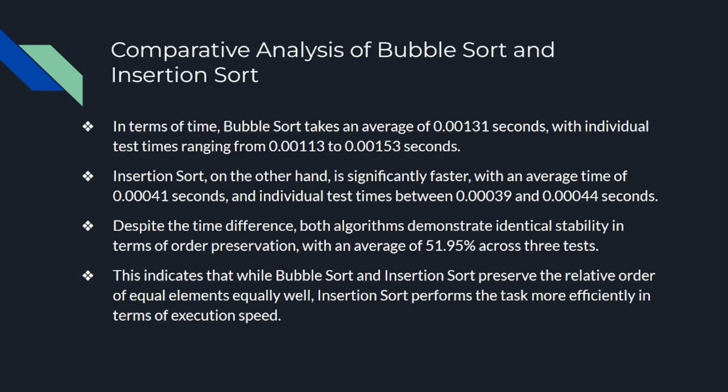As we can see, even though there is a time difference between bubble sort and insertion sort, the stability remains identical for both algorithms, with an average of 51.95% across all three tests. From here, we learn that bubble sort and insertion sort preserve their relative order equally for each element of their array, and it's just that insertion sort is far more efficient than bubble sort in terms of sorting.